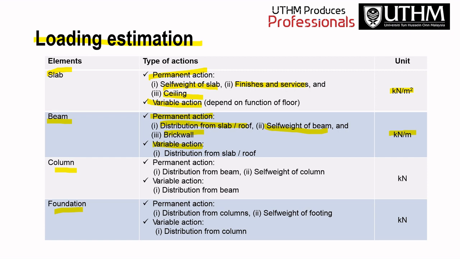Next is column. For the permanent actions on the column, we have the distribution from the beam and self weight of the columns, so only these two. Also for variable action, we have the distribution from the beams, and the unit is in kilonewtons, which is a point load. For foundations, the permanent load is the distribution from columns and self weight of footing. Variable action is the distribution from the columns, in kilonewton. So you can see that the loading from the slab will go to the beam, beam will go to the column, and then to the foundations.